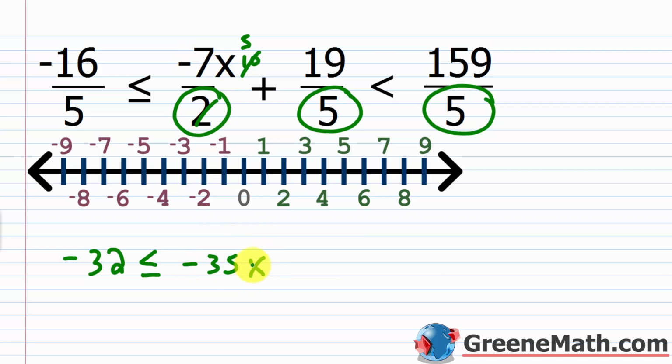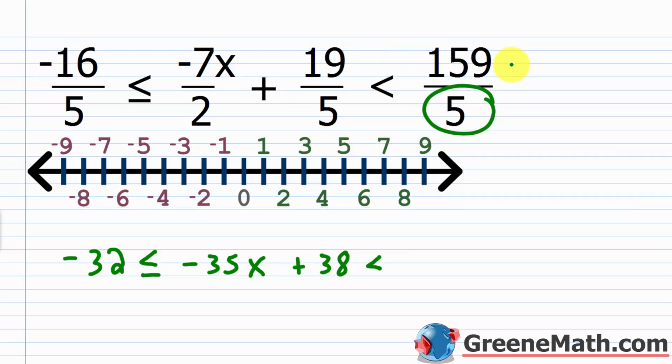And then times x. Then over here, if I multiply this by 10, 10 would cancel with 5 and give me 2. 2 times 19 is 38. So plus 38. And then this is less than. If I multiply this one by 10, 10 divided by 5 is again 2. 2 times 159 is 318. Okay, 318. All right, so from this point, it's pretty easy.